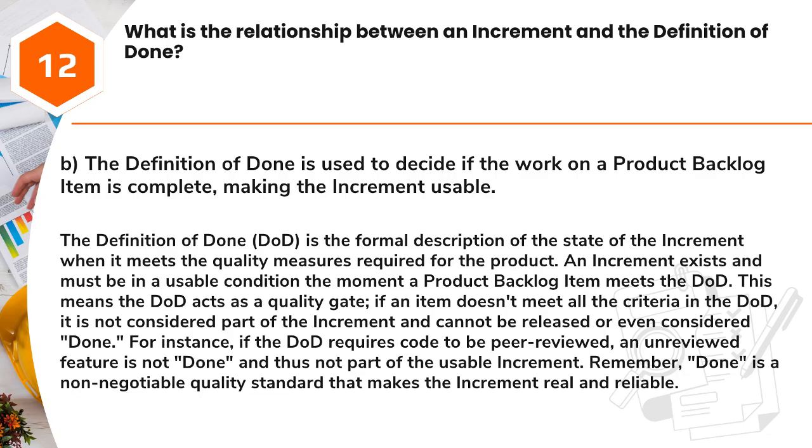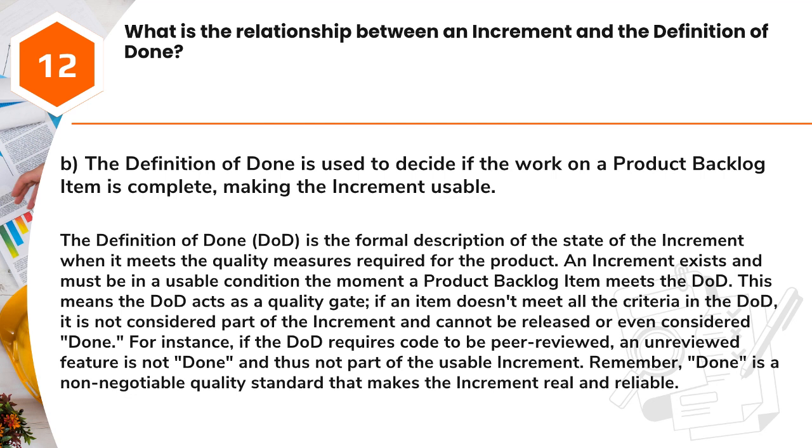Answer: B. The definition of done is used to decide if the work on a product backlog item is complete, making the increment usable. The definition of done (DoD) is the formal description of the state of the increment when it meets the quality measures required for the product. An increment exists and must be in a usable condition the moment a product backlog item meets the DoD. This means the DoD acts as a quality gate.